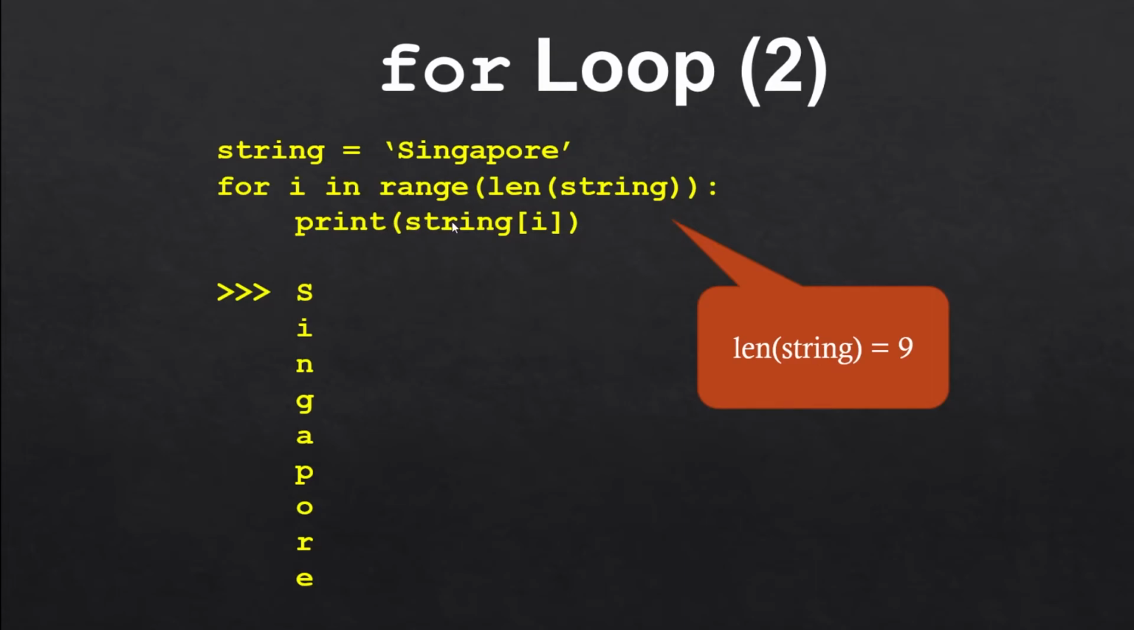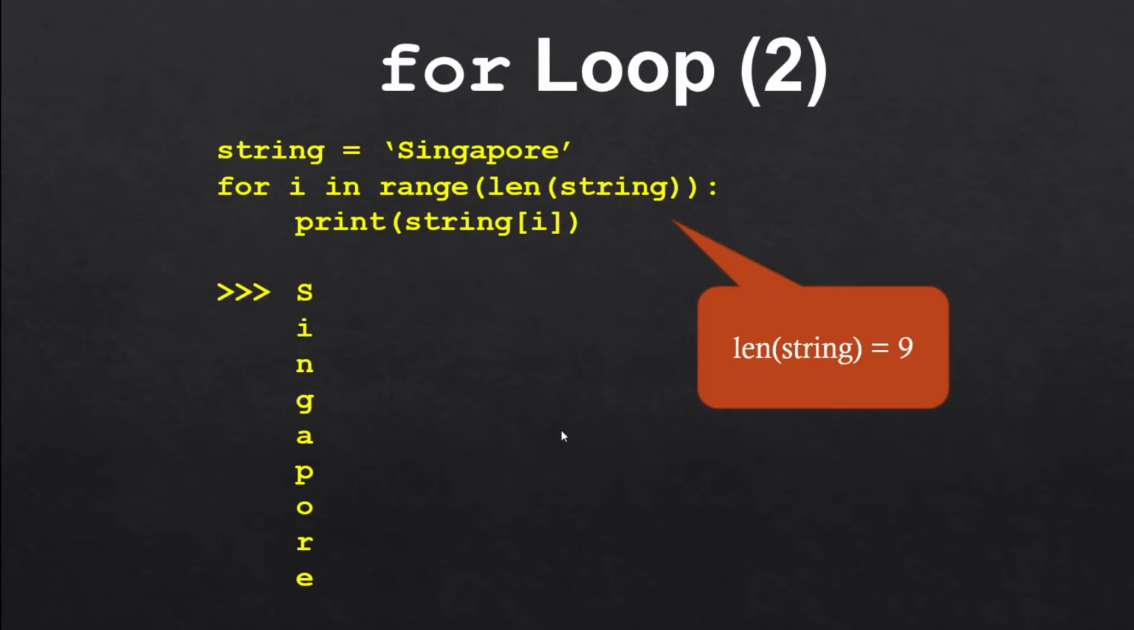Print string i. If I start now, I'm starting from 0. String 0, index 0, is capital S. String 1 is small i, all the way to string 8. Because i is from range 0 to 9, the largest value it can take is 8. That means it will return me an e.